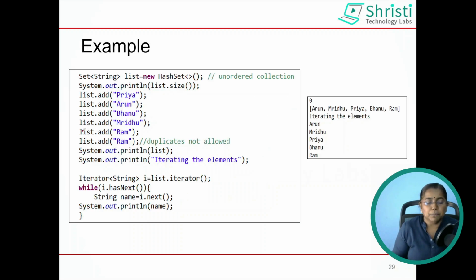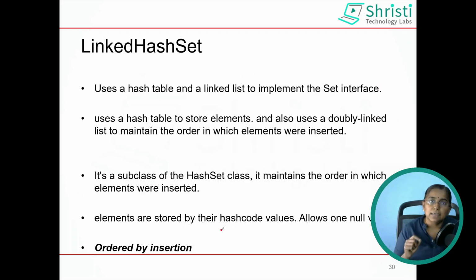Let me show you a simple example. Here I have created a set and I have added a few elements of type string. When you are trying to run it, see the output. The elements are in a random manner. They are added as per the hash code value. Guys, we will see the conceptual part first and then we will move on to the programmatic part. The next one is LinkedHashSet. It uses a hash table and a linked list to implement the set interface.